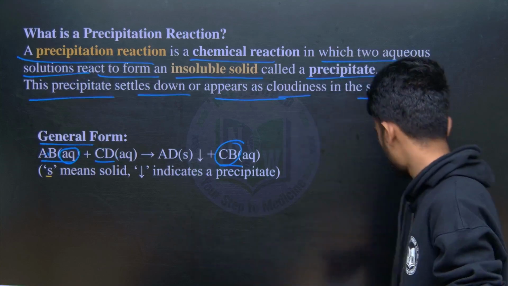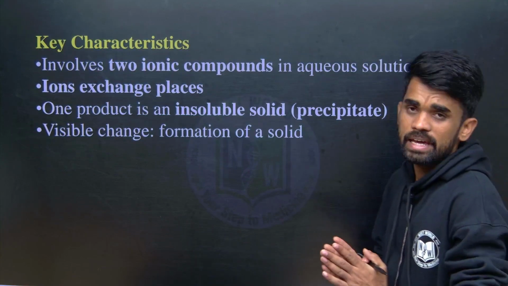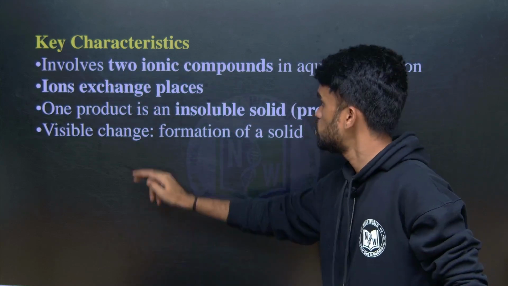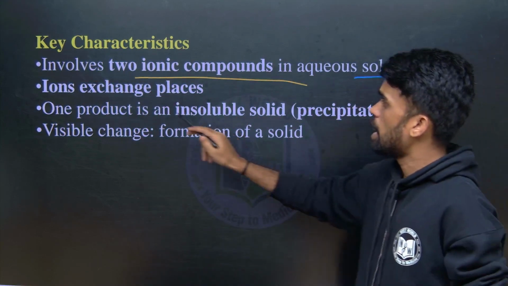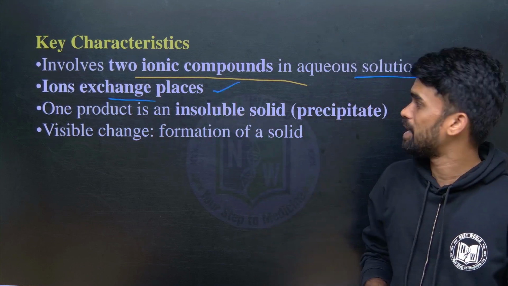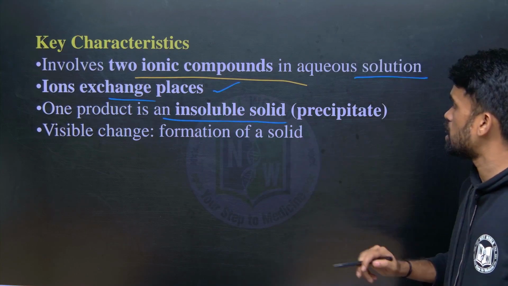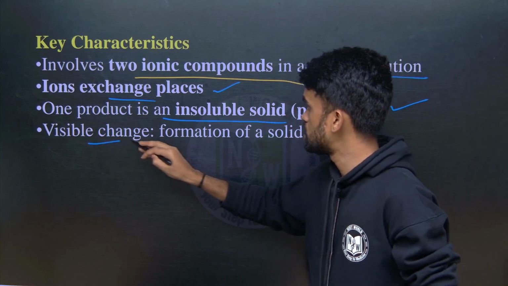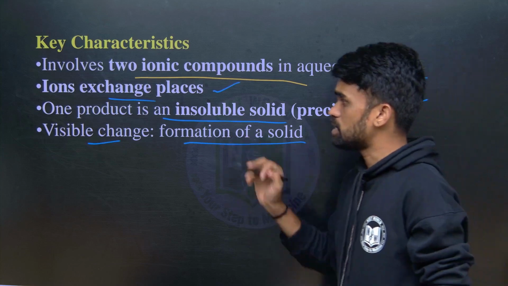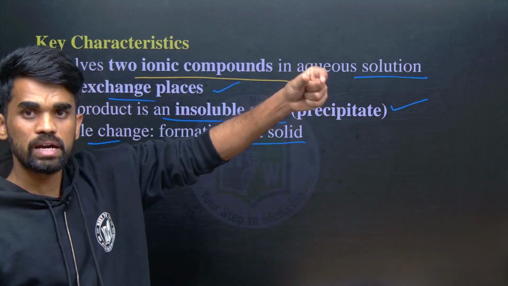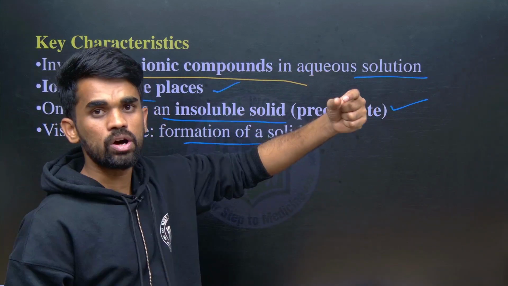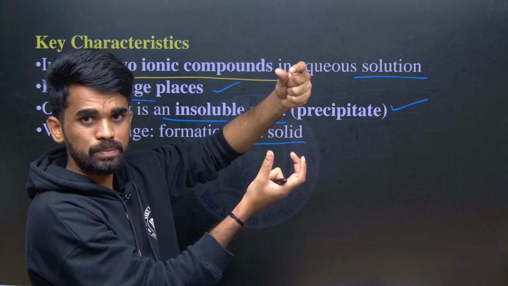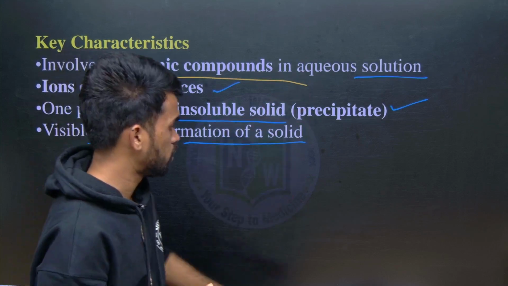The next thing is the key characteristics. What are the key characteristics here? It involves two ionic compounds in the aqueous solution, and they exchange their places. One product is an insoluble salt, a precipitate. I will show you one reaction. The visible change is the formation of a solid. So what visible change will we see? If we are doing it in a test tube, it will be seen by the naked eye. A mass is formed in the test tube, a precipitate at the bottom of the test tube will be observed during the reaction.